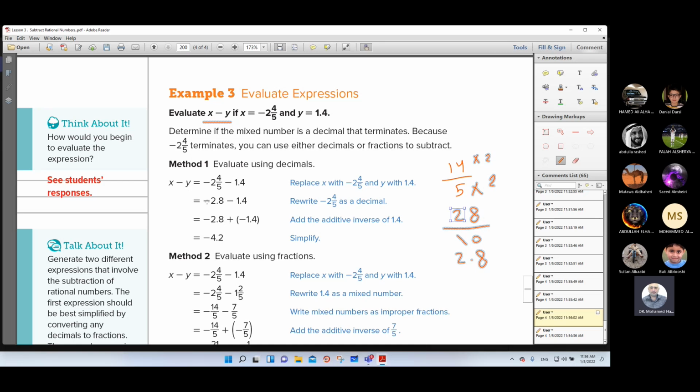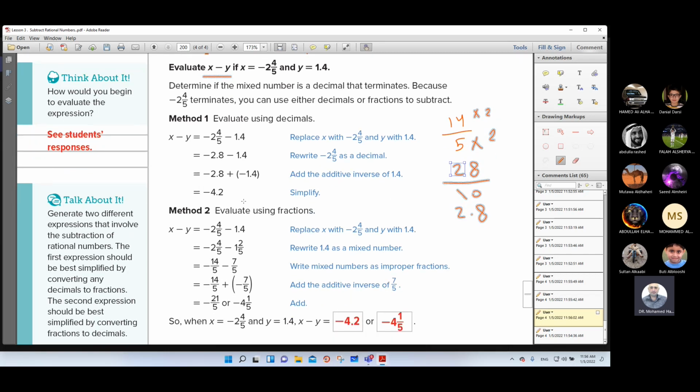So right here, negative 2.8, because here we have negative. Then negative 1.4. Now, as you see here, you have the same signs. So the rule said, when you add integers with the same sign, then add the numbers. 2.8 plus 1.4 will be 4.2.